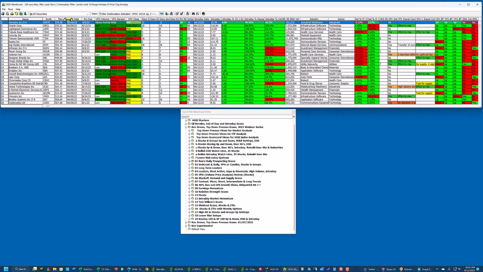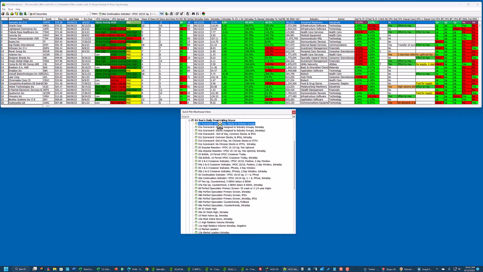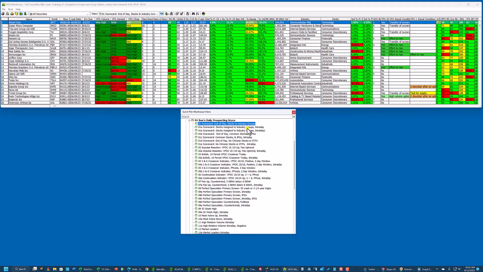So this is what it's going to look like. I'm in a view right now, the continuation indicator, but let me go up to the top here under my daily prospecting scans. And this is end of day, and this is intraday. Now these are the factors I think are most important.